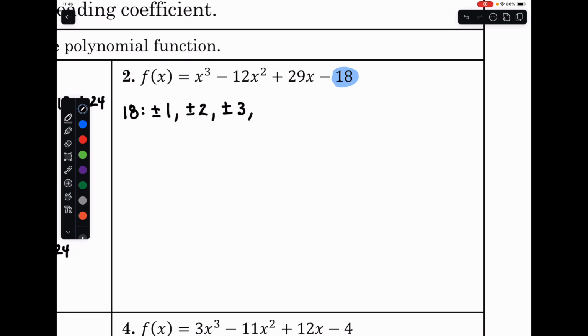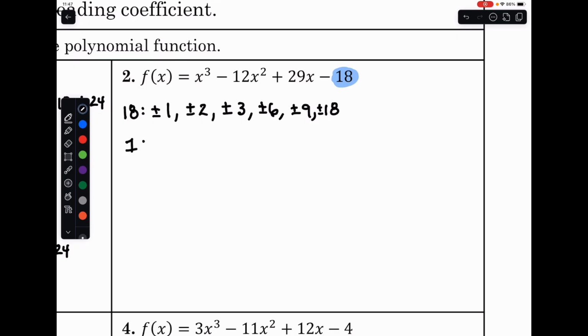18 cannot be divided by 4 because that gives you a decimal, nor can it be divided by 5, but we can divide it by 6. 18 divided by 6 is equal to 3. So that means that the next number in the list is going to be the number that divides to give you 2. Well, that's going to be 9. And the next number after that will be the number that 18 can be divided by to give you the answer of 1. That would be 18. And of course, positive and negative values. So there is our list of the factors of our constant.